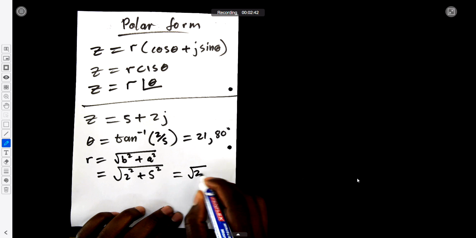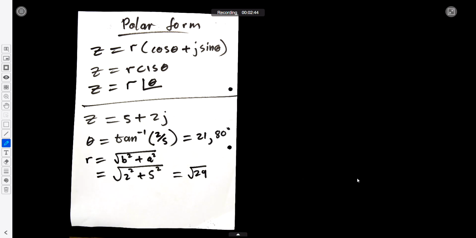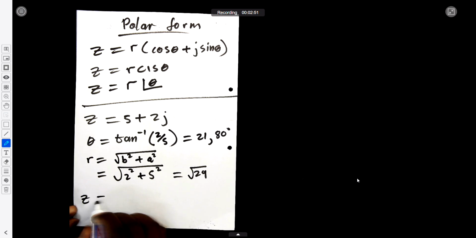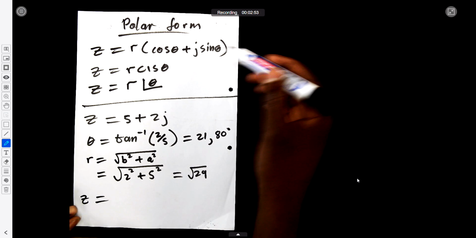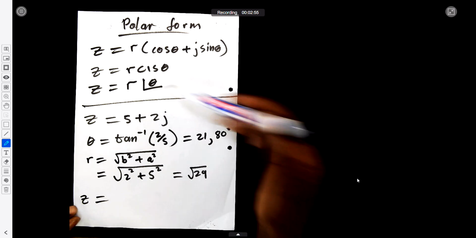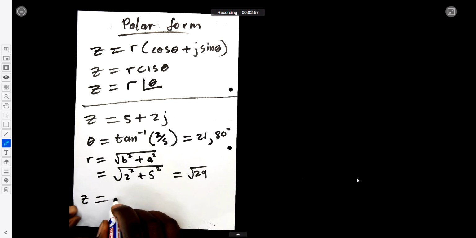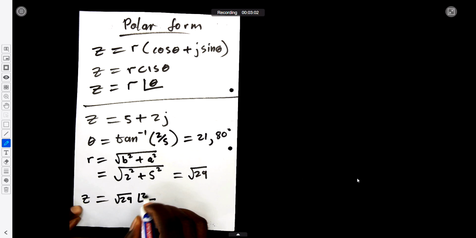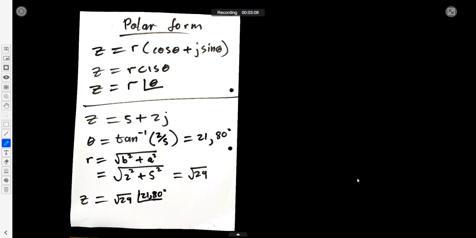You can leave it as root 29, or you can leave it in decimals if you are asked to. So now we can express our complex number in polar form. We can use any of the three representations, but normally we are used to root 29, argument theta, which is 21.80 degrees. We have expressed our complex number in polar form.